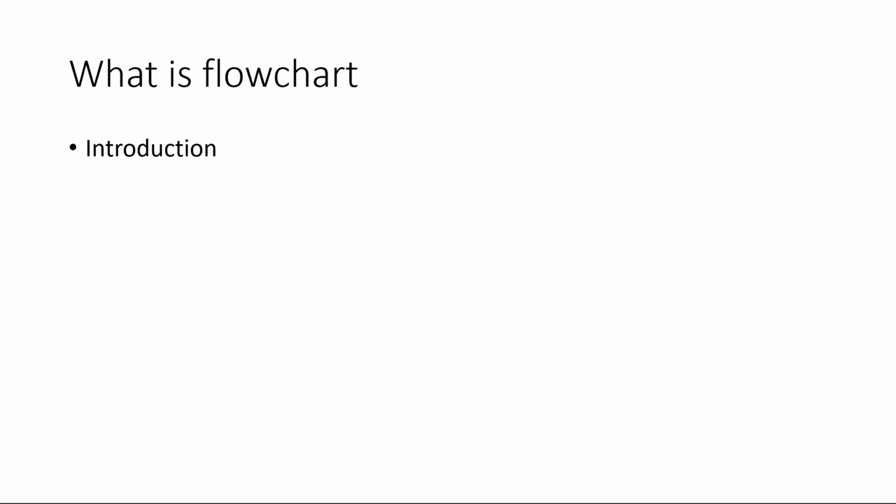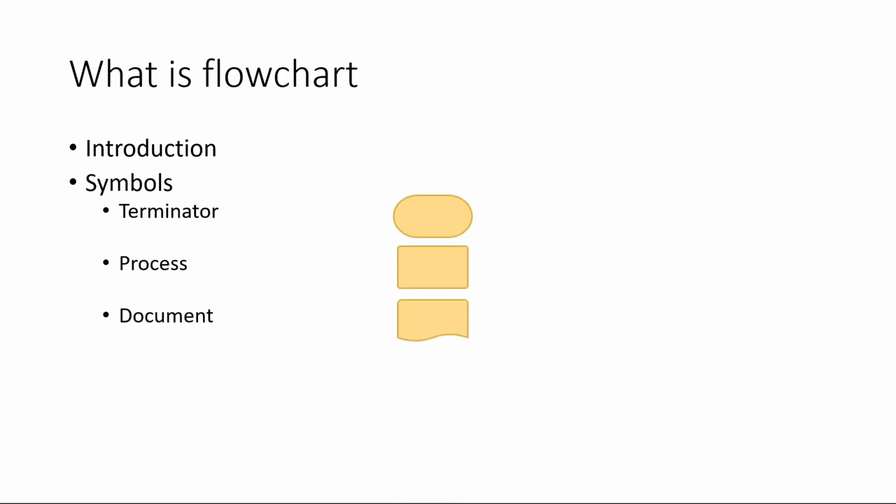Well, what is a flowchart? A flowchart is actually like pseudocode, but instead of writing things, we just draw shapes, right? It has some symbols that you should know. There's a terminator, there's a process, document, decision, data. So now let's go for an example.